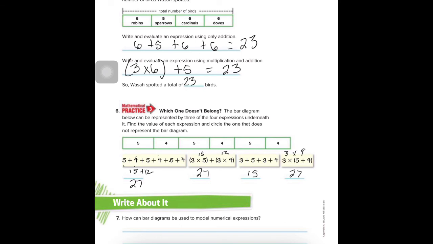So which one does not belong? This one does not represent the bar diagram. And if you look, you can also see 3, 3. And we don't have any 3s there, do we?